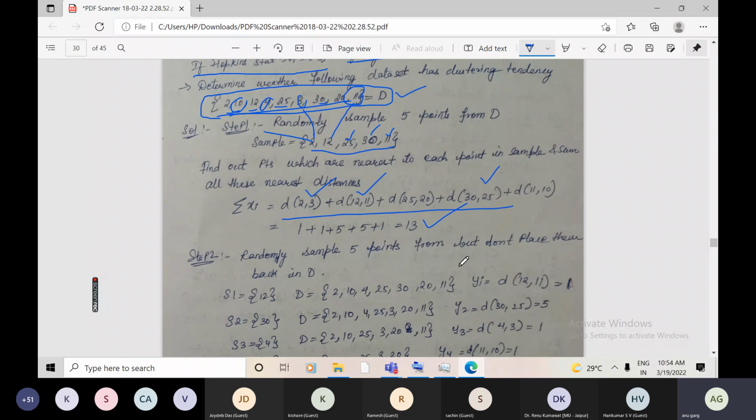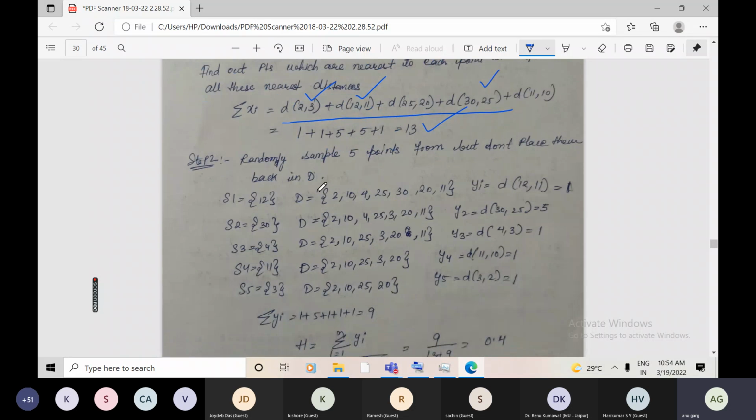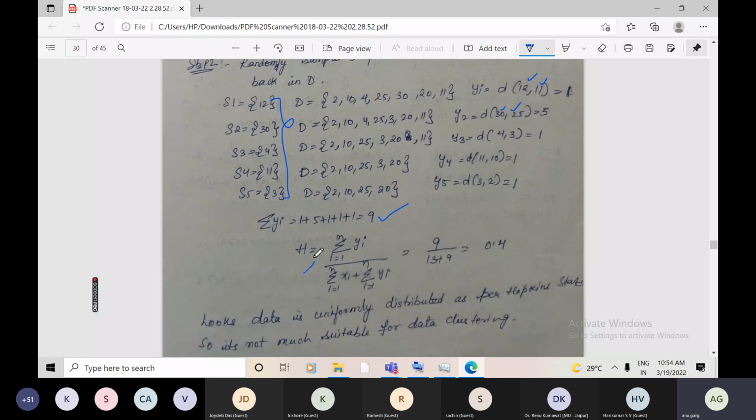Okay, you got 13. Similarly, they take another 5 points. Some points are again repeating, some are new points. Again they did the same process and found the distance of the points which are near to those points that they have taken. And then they sum it. Next, they find the Hopkins statistics with the formula.